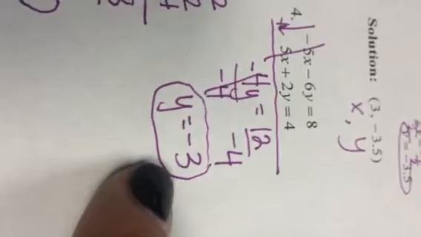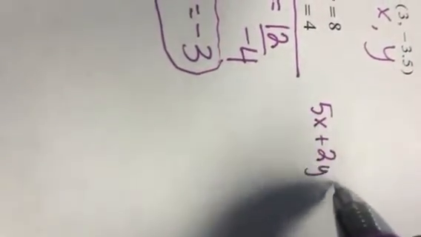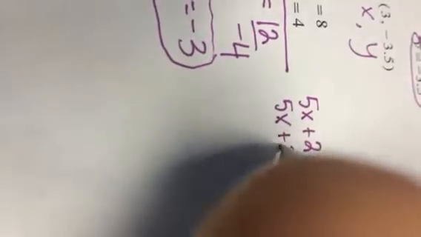Now that I know that y equals -3, I can plug it back into one of these two equations. It doesn't matter which one at all. I'm just going to go ahead and use the second one, so I'm going to rewrite that second equation off to the side. And now the only thing I'm going to substitute in for is the y, because I know it. Y equals -3. And it's equal to 4.